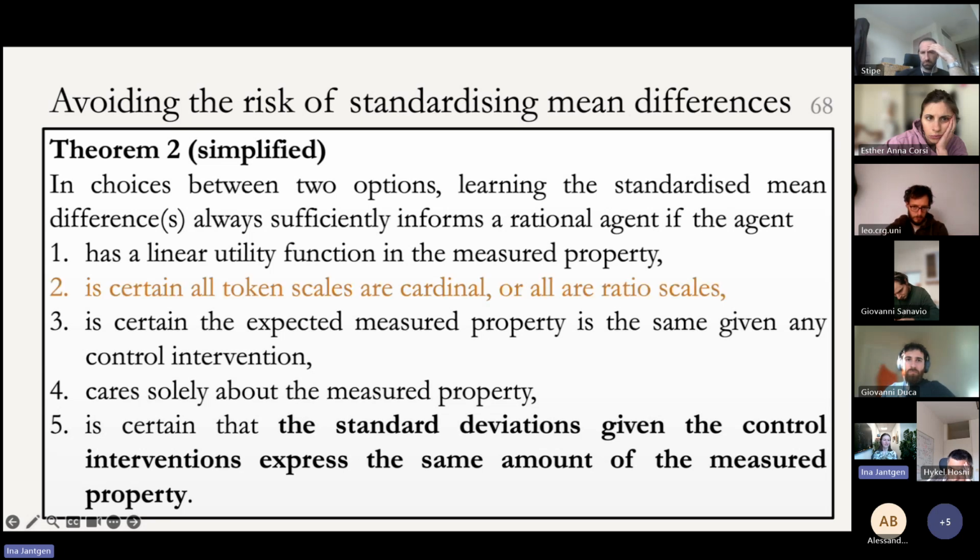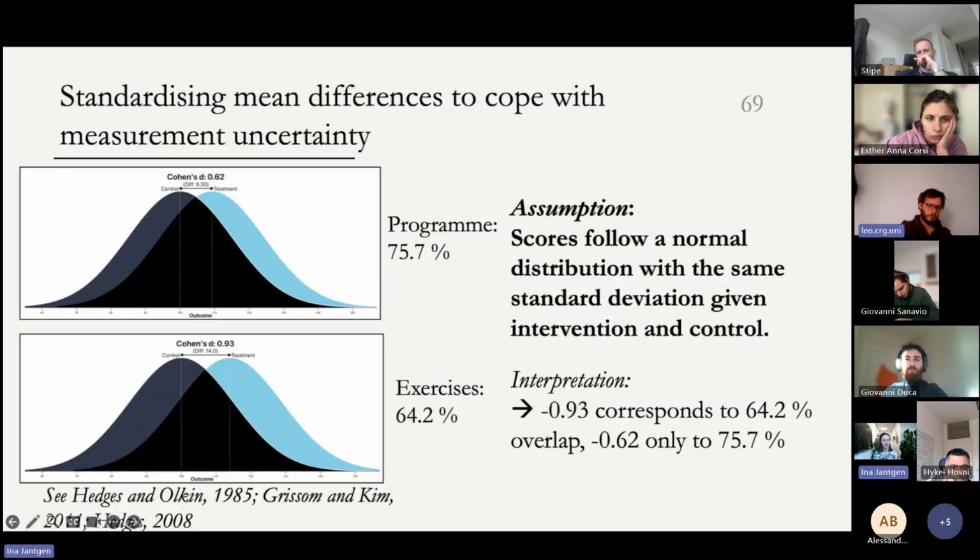We need to make assumptions both on the agent's utility functions and, more importantly, on the kind of measurement uncertainty the agent is allowed to have. And in particular, I want to highlight this assumption here, that this theorem assumes that the agent is certain they're dealing with quantitative measures. And we might think that's quite restrictive, right?